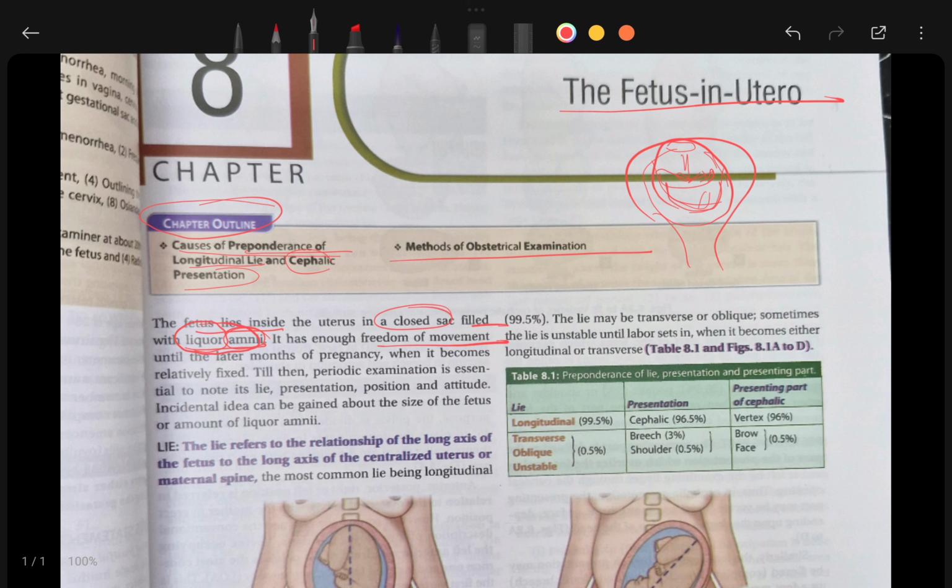This amniotic fluid is also known as liquor amnii. It gives enough freedom of movement until the later months of pregnancy. The fetus can move, not fixed in the same position. It can move in this closed sac until the fetus is delivered, until the later months of the pregnancy.